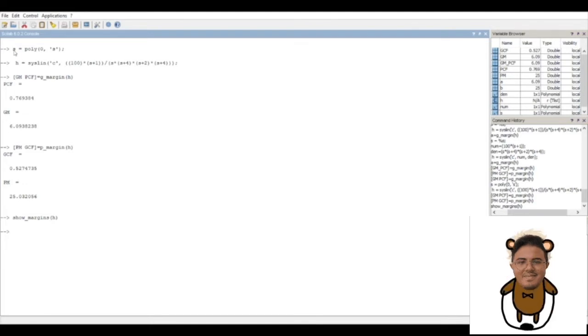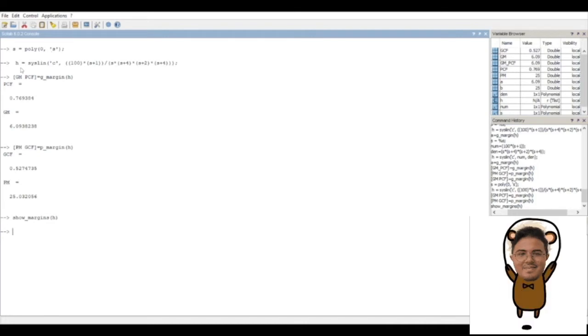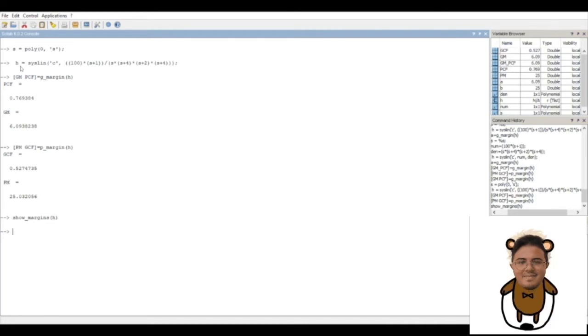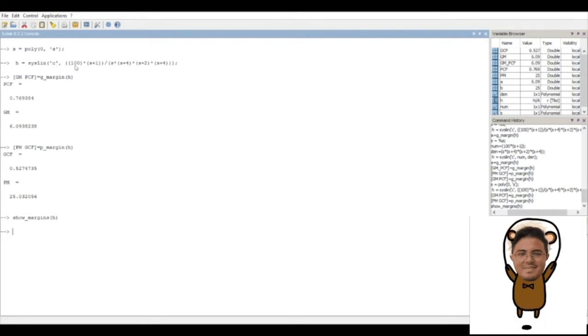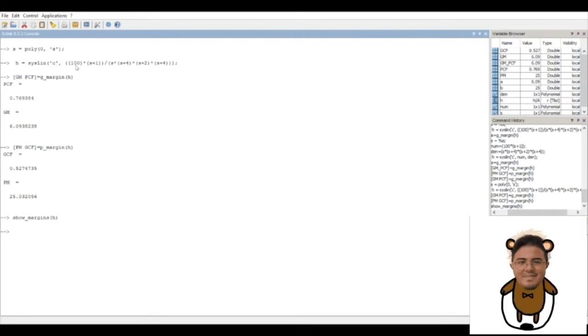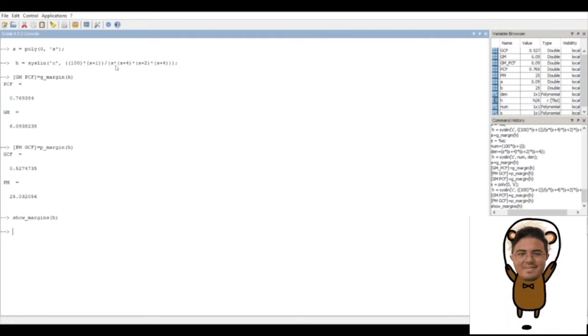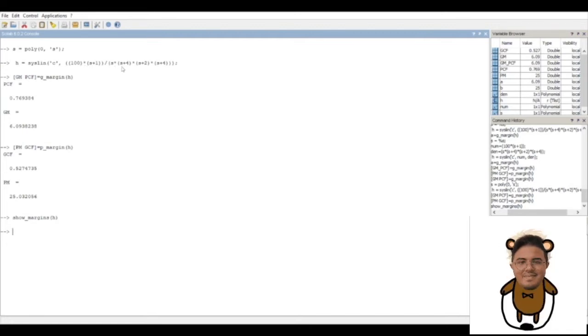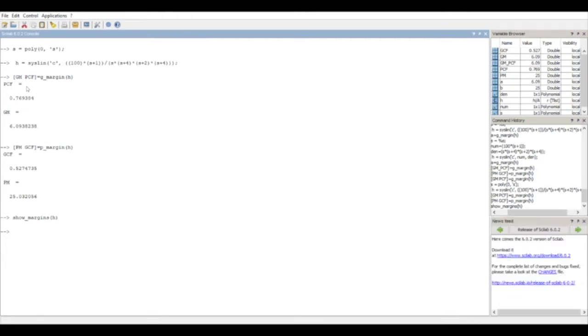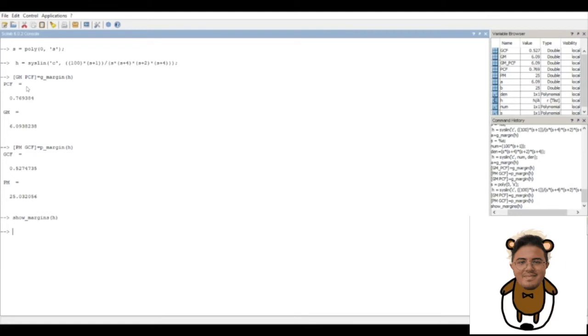For the first line, we declare s as a polynomial. Next, H will be the output of the transfer function. So we declare a linear system with the numerator 100 times (s+1) over s times (s+4) times (s+2) times (s+4). Next, we get the gain margin and the phase crossover frequency by the use of this coding.